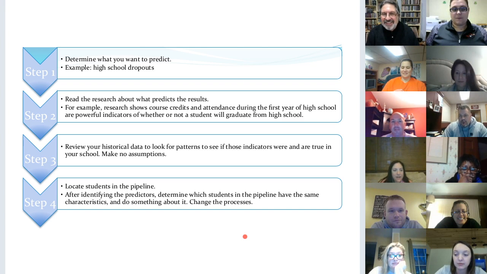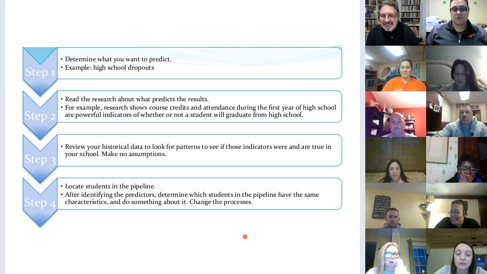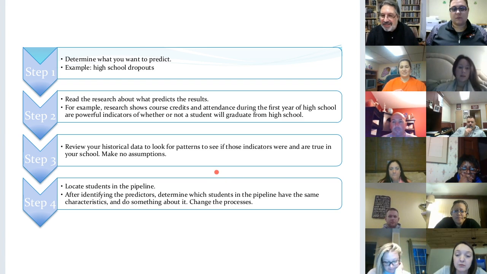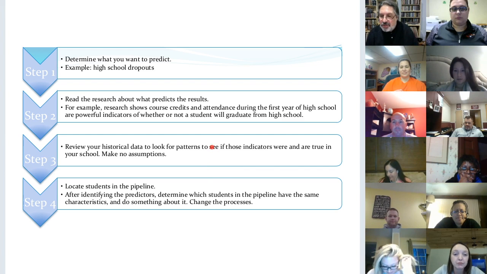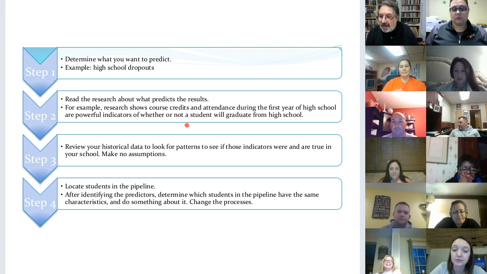And who are... yeah, they will graduate from high school or not, depending on attendance and course credits. Right, and Scott's example was around course credit in particular. So, Sarah, what's the next step? Now that you want to reduce dropout rate, you read the research. Yeah, so he had mentioned asking how many credits students have received by the end of ninth grade.